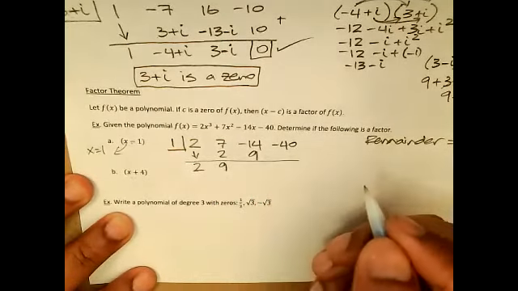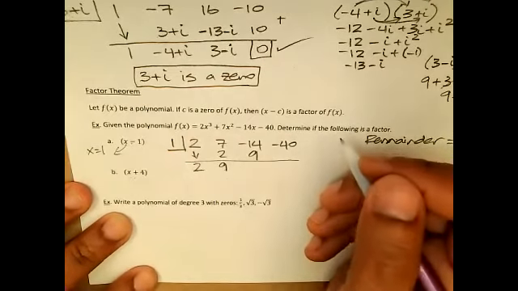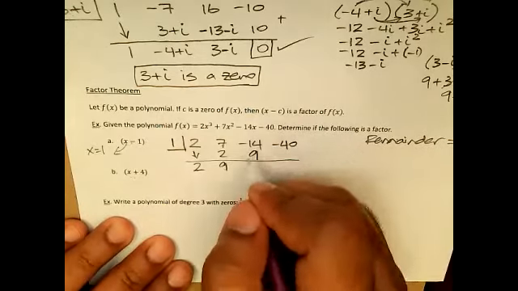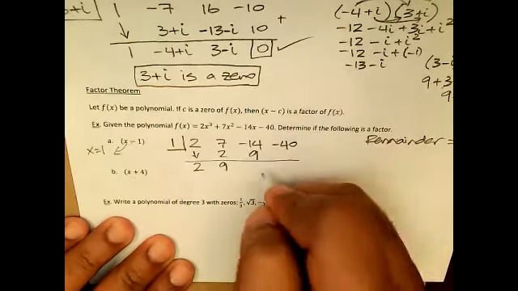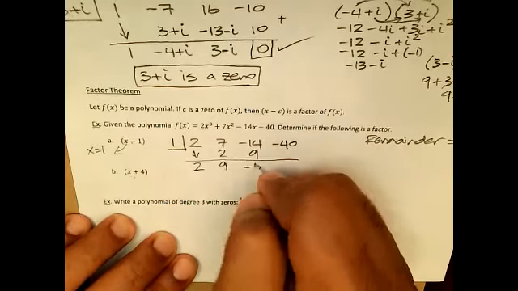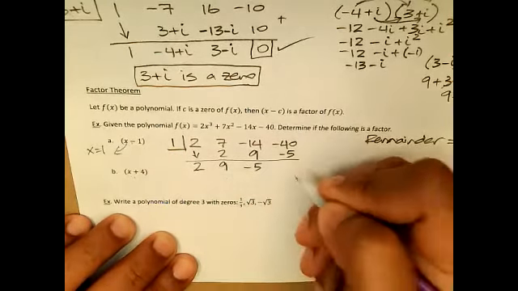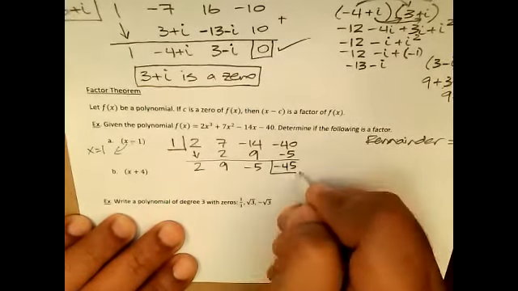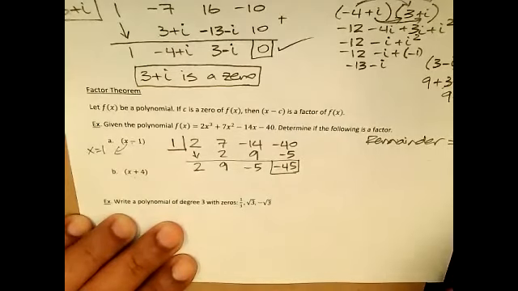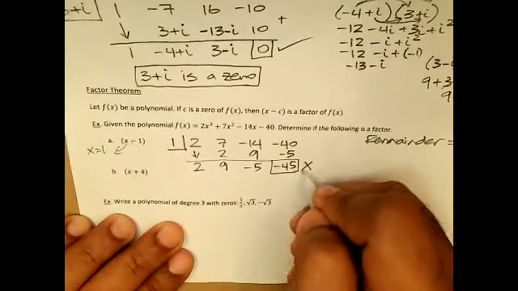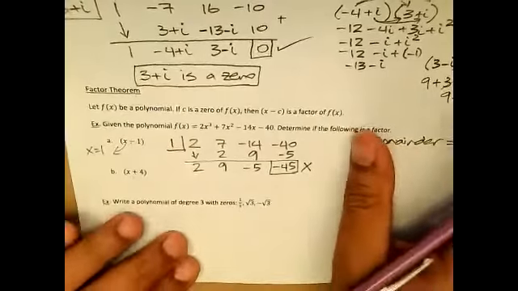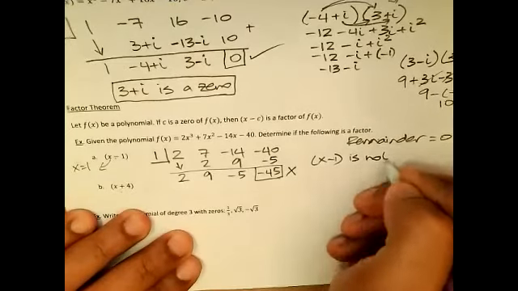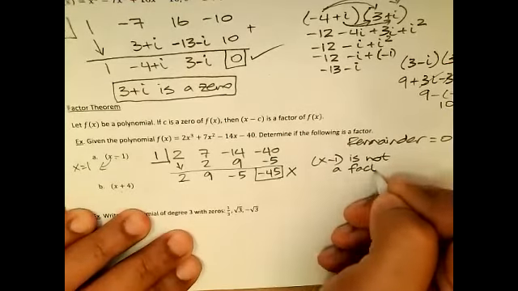-14 and, let's see. Sorry. So -14 plus 9, that would give me -5. -5 times 1 is a -5. -40 and -5 is -45. -45 is my remainder. That is not 0. Okay, since it's not 0, this means that x minus 1 is not a factor in this case.